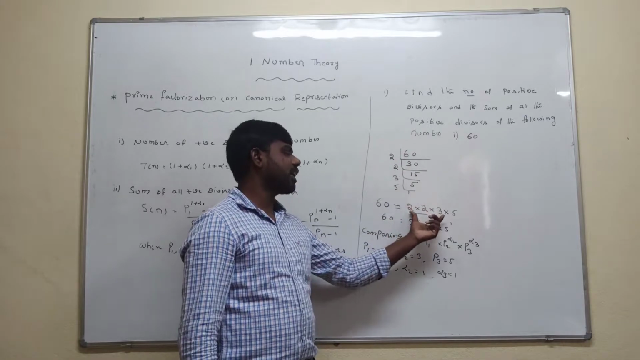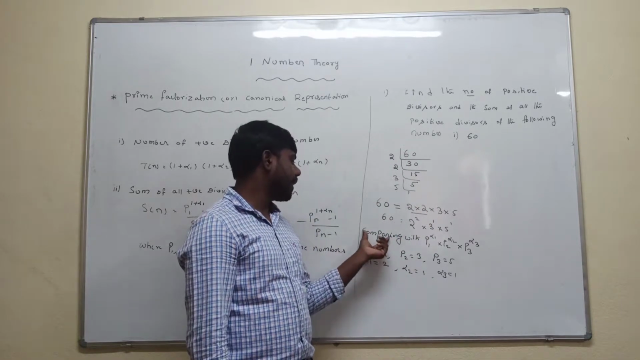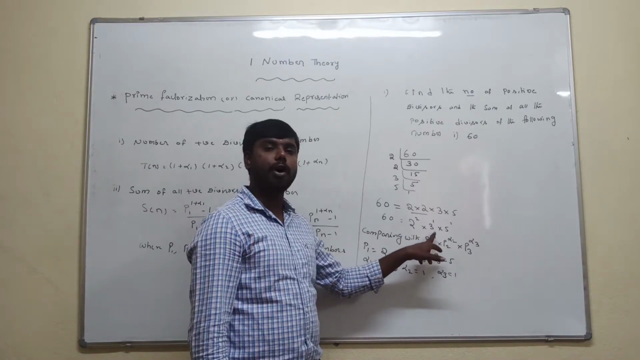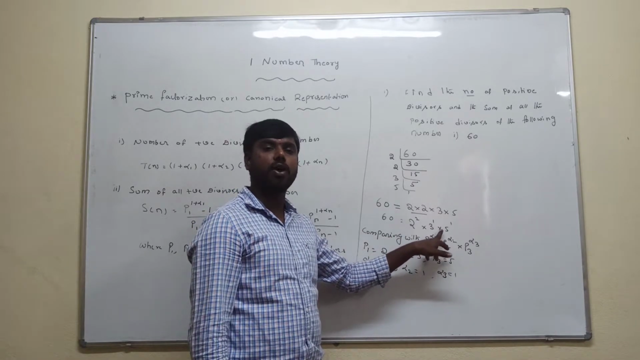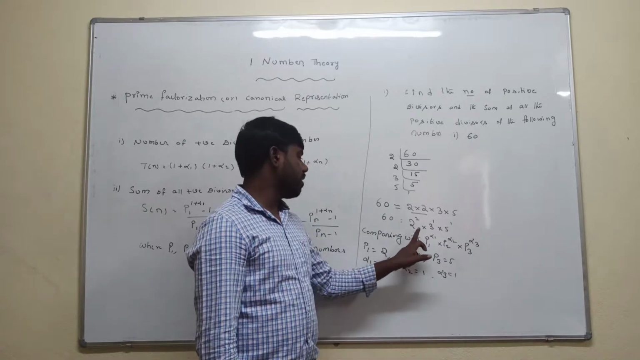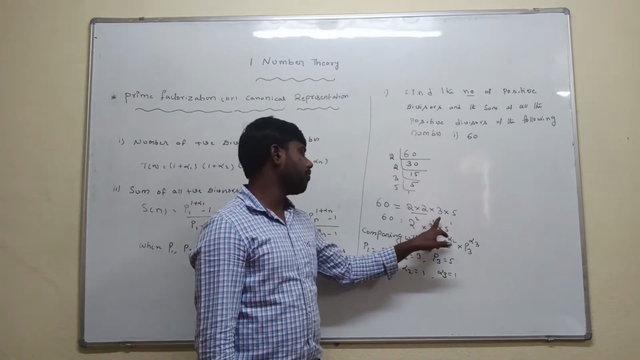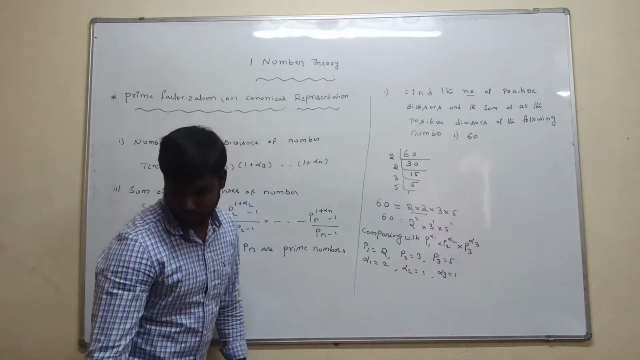So that number can be expressed as a product of prime numbers. After that, compare with P1 power of alpha 1 into P2 power of alpha 2 into P3 power of alpha 3. Now write down the P1 value, P2 value, P3 value. Next write down the alpha 1 value, alpha 2 value, alpha 3 value.